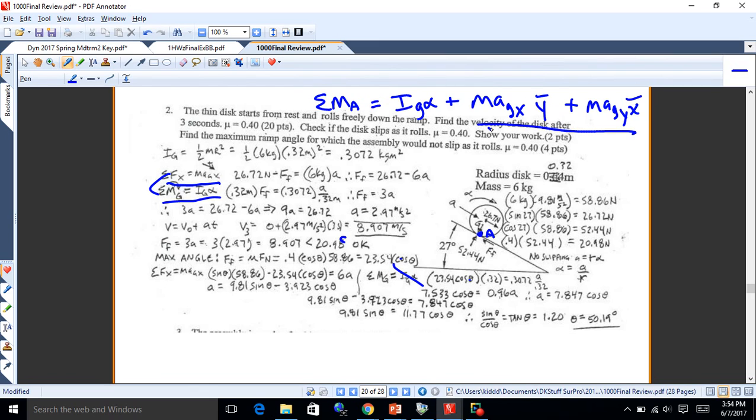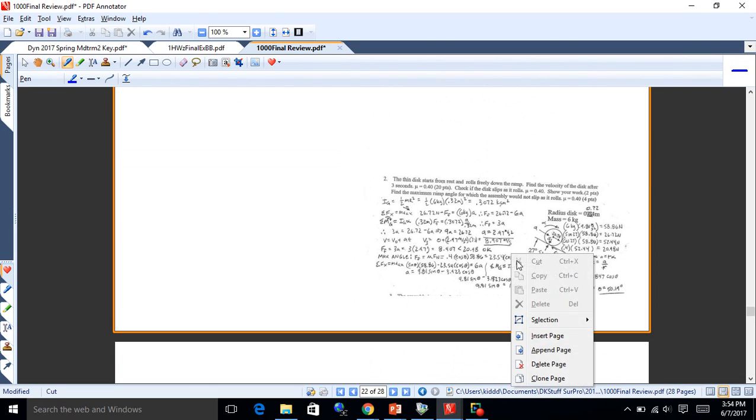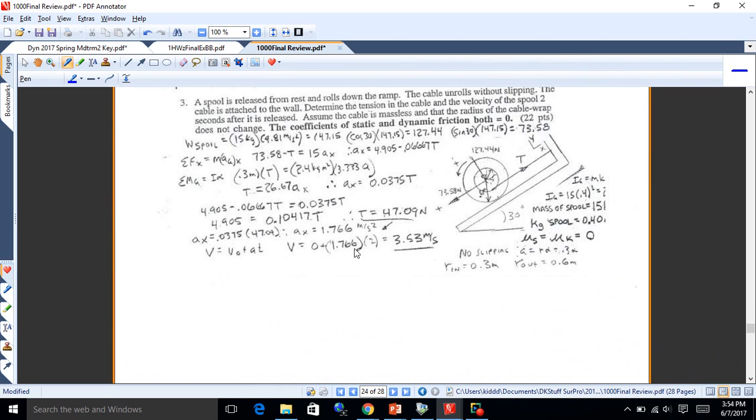Okay, remember you assume no slipping on these things. That's generally the way you go into these, is you assume no slipping. And if you assume that, then you've got a equal to alpha times R. And then we've also got, I think, a bit of a spool problem there, which we'll cover today a little bit on how to handle something like that.